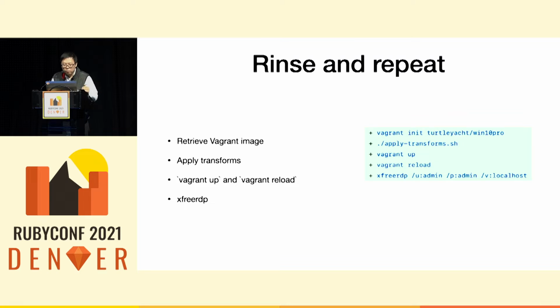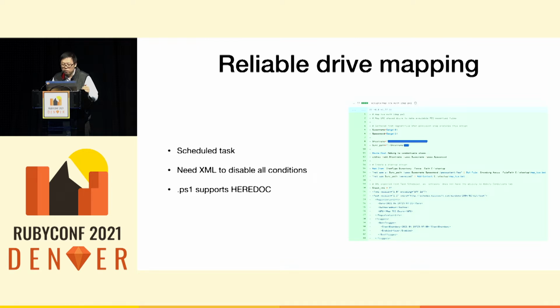Interlude. It might be nice to share the Vagrant dev loop. We retrieve a public image, apply transforms, and then start it up with Vagrant. We reboot too, and then try to remote in with X-Free RDP. We now have a Java development environment, but it can become so much more. We need a strategy to map a network drive correctly every time.